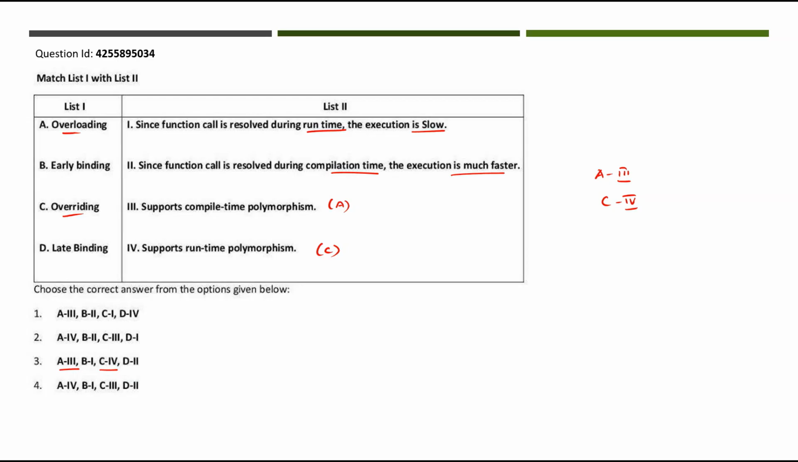Early binding is when it happens during compile time. So we can say B is mapping to 2. And late binding is related to runtime because it's about slow execution, and D will be mapping to 1.